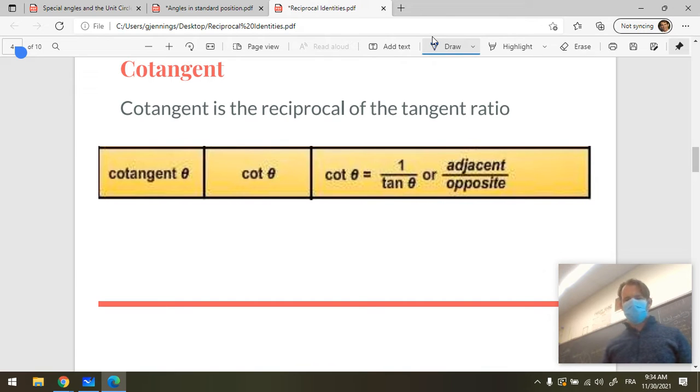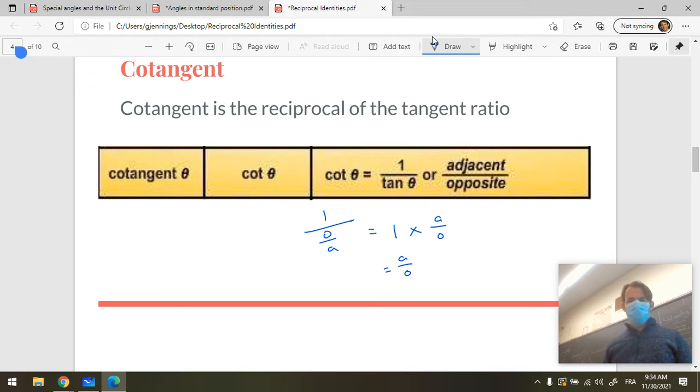Another thing to point out is this is a good way to remember your fraction rules. If I divide 1 over tangent, but tangent is just opposite over adjacent, that's the same thing as flipping this and multiplying by the top. So it's like 1 times adjacent over opposite, or it's just adjacent over opposite.